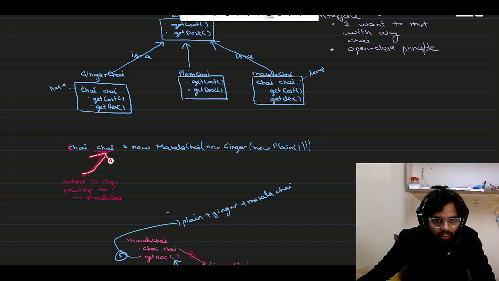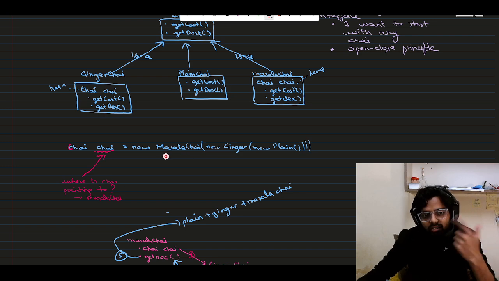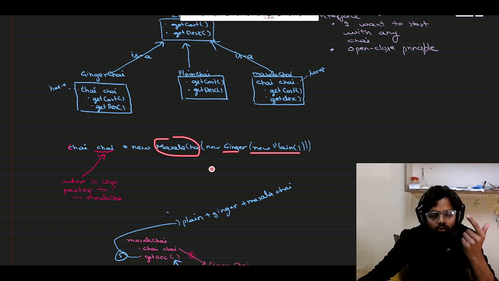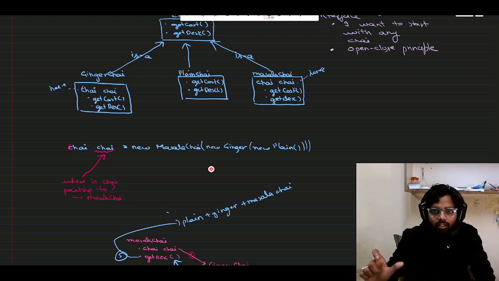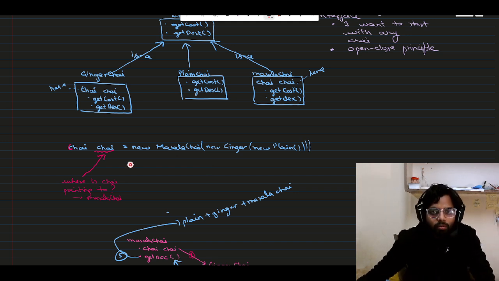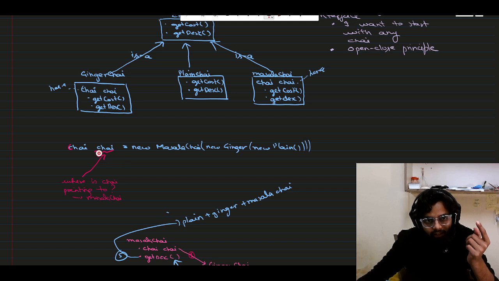So I am creating a chai that has masala tea, ginger tea, and a plain tea. If I need some other tea also, then I can just replace it here. I need ginger tea with no sugar tea, then a plain tea. If I understand how this code will run, then I will understand how the decorator pattern works. So before going forward, let's first keep in mind which reference this chai is holding. Whatever is written apart from the new, that reference will be stored by this chai. So the chai is storing the reference of the masala tea.